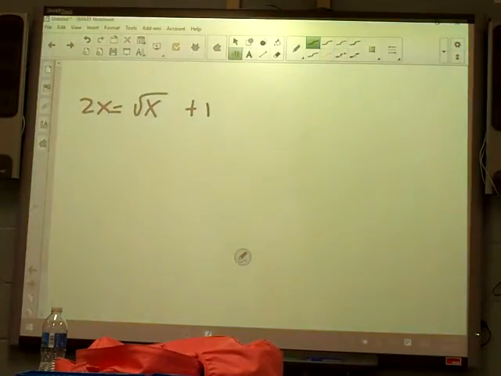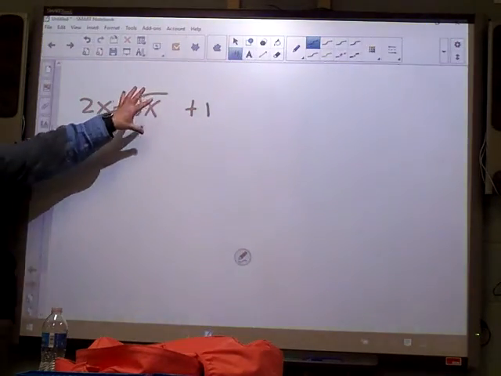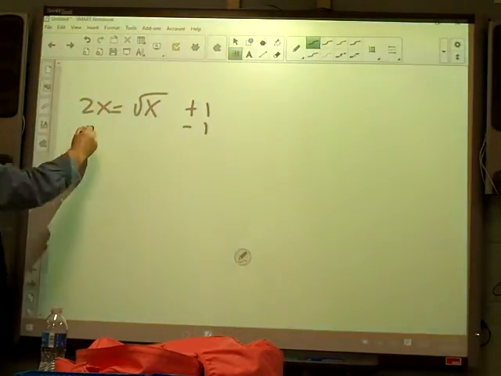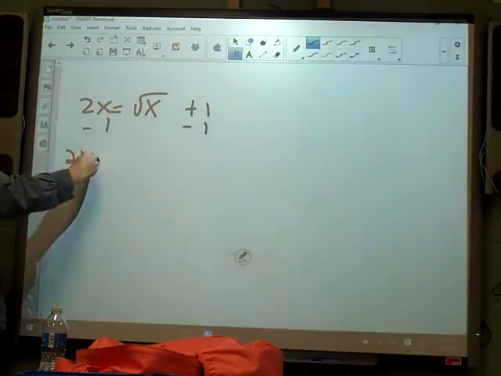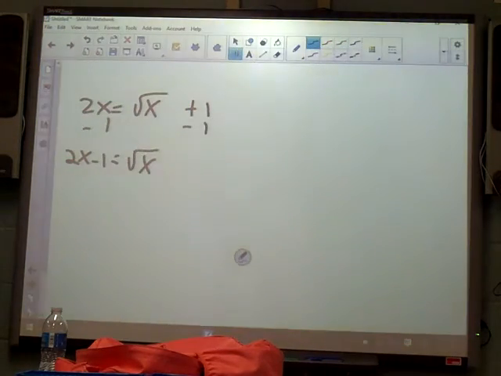The dilemma with this one is it's got that radical, the square root. So what we're going to look at on this is we need to do what we call isolate the radical, get the square root all by itself. So we're going to get rid of that extra junk first. So we take 1 away from both sides. Now you can't subtract it there, so you just leave it as 2x minus 1 is equal to the square root of x.